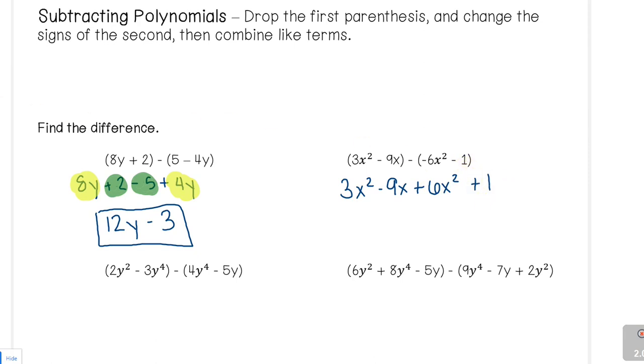Let's combine your like terms. 3x squared and 6x squared. 3 plus 6 gives us 9x squared. There's no other x's, so just bring down our minus 9x, and no other constant, so plus 1.